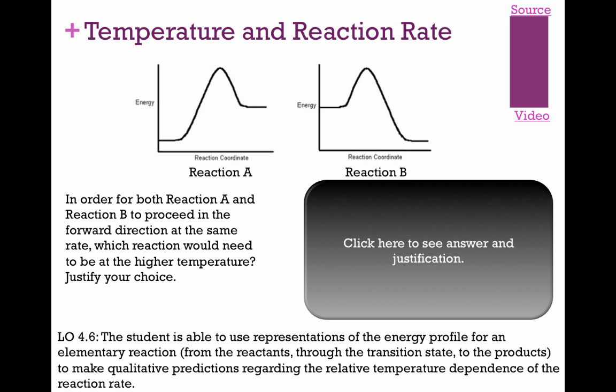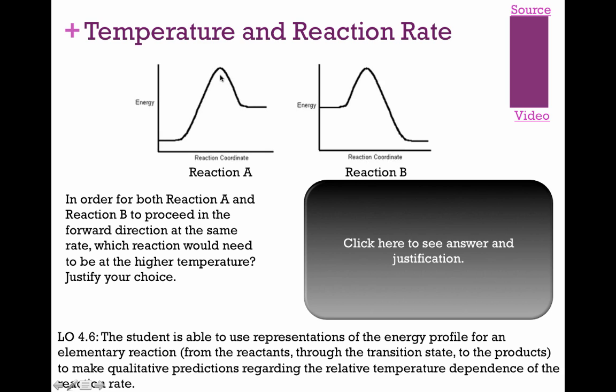So then temperature and reaction rate. So this shows us 2 energy diagrams. So this one, our reactants have low energy, our products have more energy. And then in this reaction B, here's my reactants, my products actually have less energy. And so this is in order for both reaction A and reaction B to proceed in the forward direction at the same rate, which reaction would need to be at the higher temperature and justify your choice. So what we want to look at is which of these has the higher activation energy? Which one takes the most amount of energy to actually work?